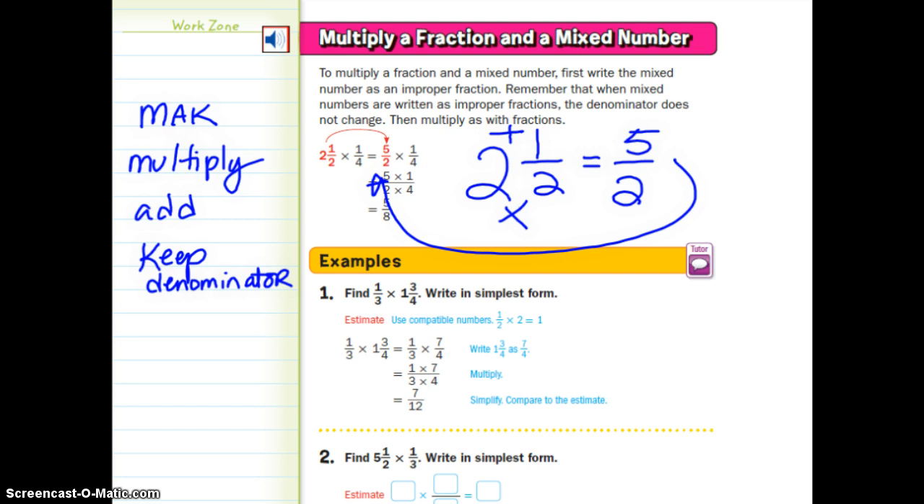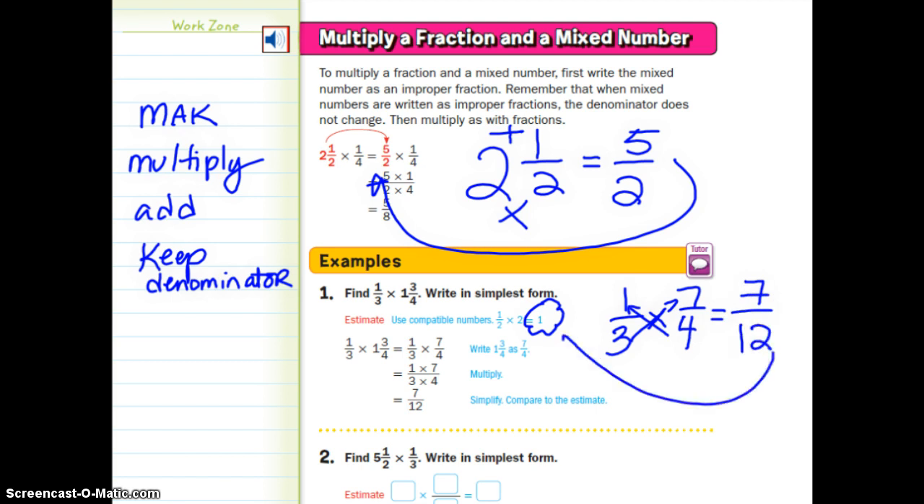Let's look at the first problem. We have 1/3 times 1 3/4. So it's about 1/3 of 2 or 1/2 of 2, which we're going to say 1. So we'll put 1 in our little cloud. So we have 1/3 times 7 over 4. And again, I'll look this way, I'll look that way. I can't simplify anything, I can only multiply across. When I do that, I get 7/12, which is close to 1. I feel good about my answer.